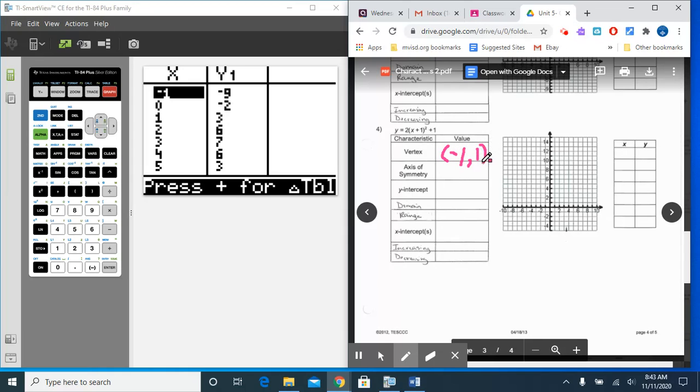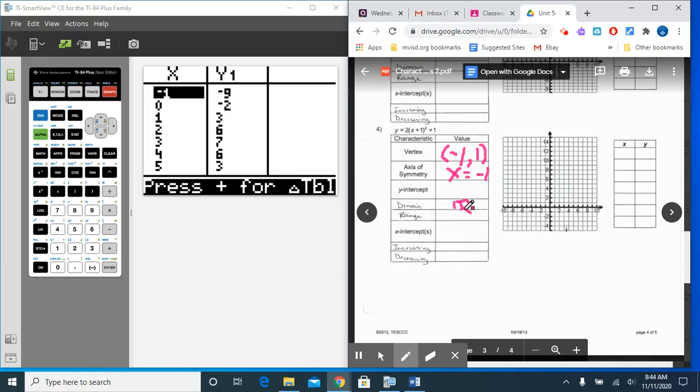Now you still probably want to graph it so you can see where that thing is. It's going to open up. The axis of symmetry then is going to be x equals -1. And then I'm not sure on the y-intercept. The domain I know is all real. You can put that in all of them if you want.